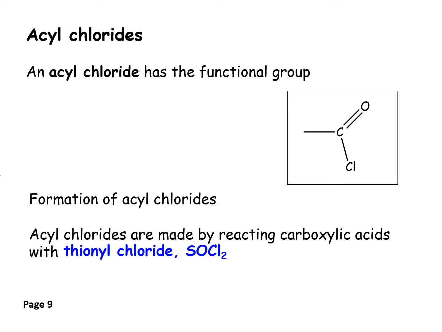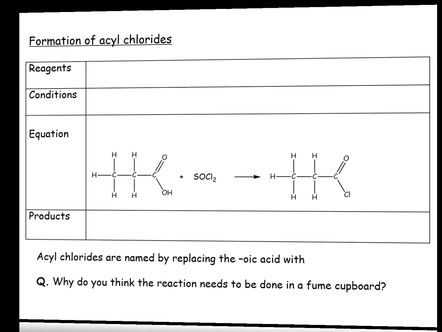Now, don't forget, I've mentioned before, the acyl chlorides are quite reactive. They're more reactive than the carboxylic acid. So we've seen them react with the alcohol to make an ester. We don't need to heat up that reaction or introduce a catalyst because of that increased reactivity. So they can be very useful. So we're going to look now at how we do form them. So we'll look at the equation with thionyl chloride, and then we'll look at some of the reactions that acyl chlorides will do.